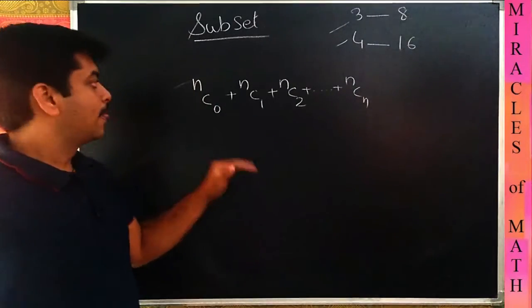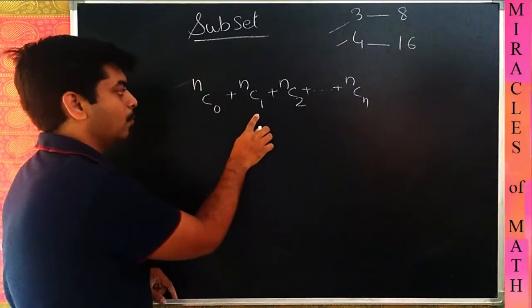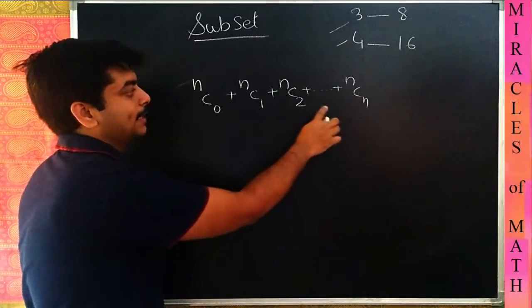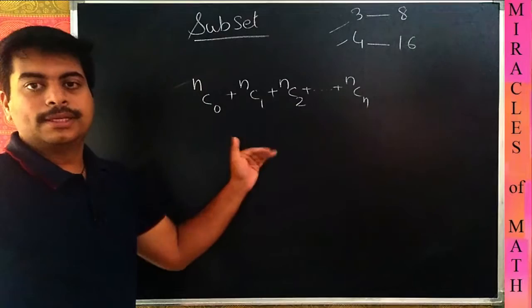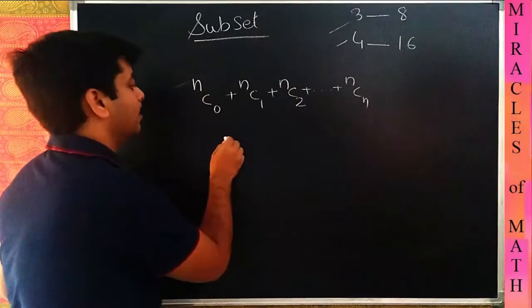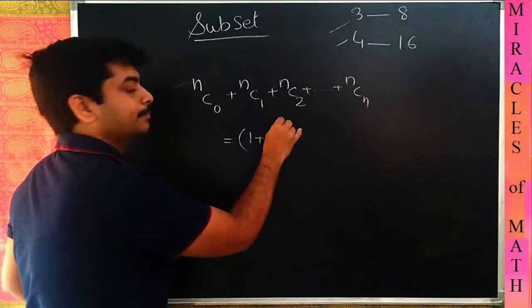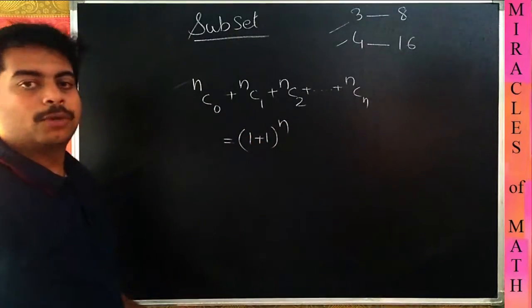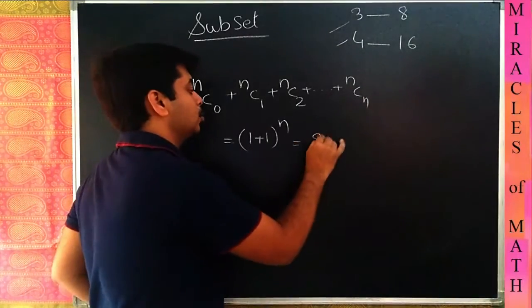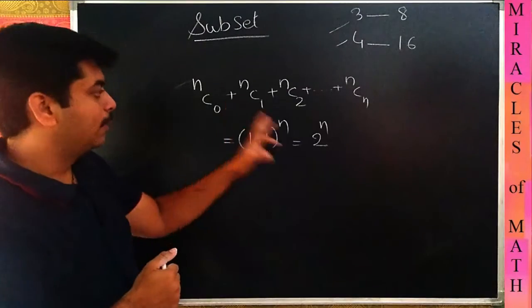All the subsets. Taking 0 at a time means it is an empty set. Taking only 1 at a time, taking 2 at a time, taking 3 at a time, taking all 4 at a time. That is for example. So in binomial theorem, this has the formula as (1 plus 1) whole power n. That is simply 2 power n. This formula is 2 power n.